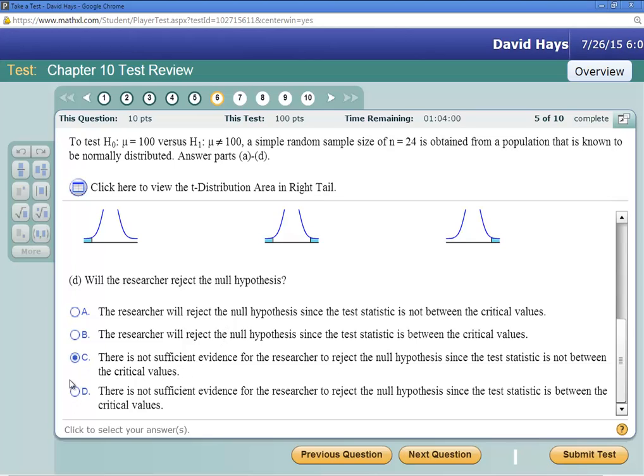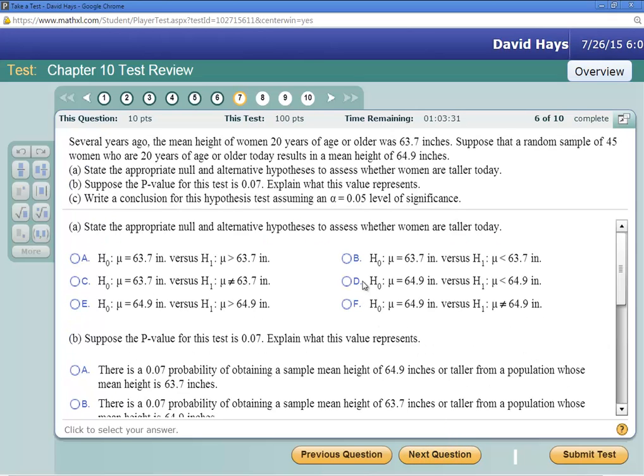So it'll either be C or D, it looks like. And let's see, the test statistic is not between the critical values. Since the test statistic is between the critical values. It's kind of a weird way of putting it. It actually falls in the main body, but I guess technically that would be between the critical values. Okay, I'll go with that one. Wording on these is interesting.